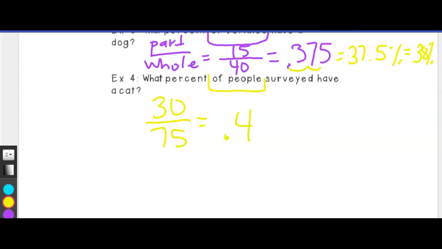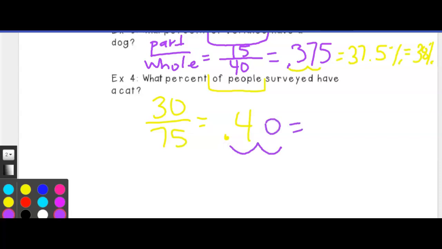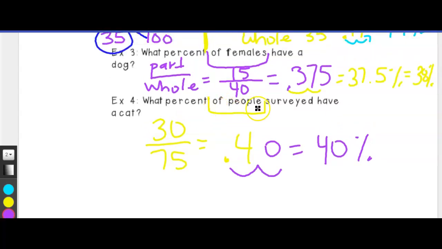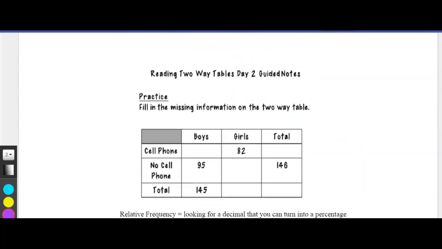And 30 divided by 75 is 0.4. I also like that this came up, because remember, you still have to move it 2 times, which means you'd have to fill in a 0 and call that not 4%, but 40%. So 40% of the people have a cat. So just a lot of division. Make sure you set up your part over whole correctly. Make sure you're reading the keywords like of all the people or just of the females. And then we're going to move into the second slide.